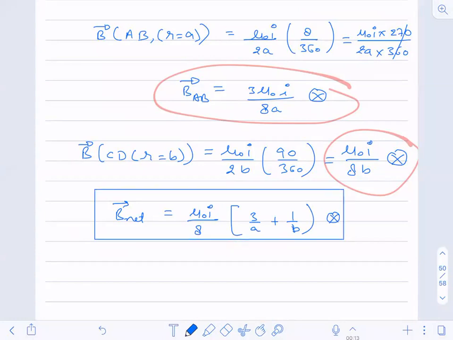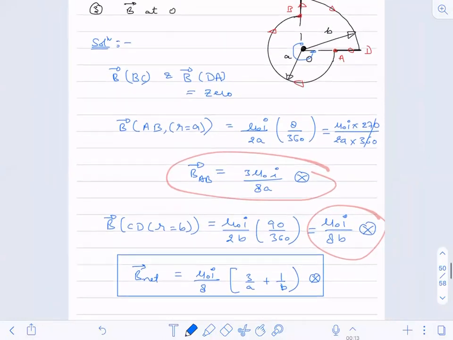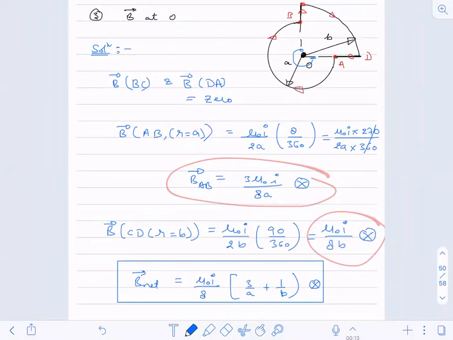Have you understood how I solved this problem? Did you understand how I solved this problem? Yes.